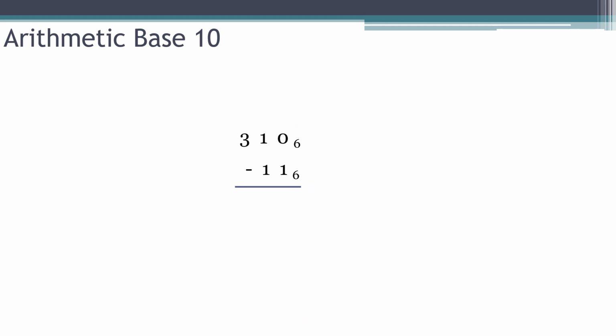Now let's take a look at a bigger scenario, and it's going to be very similar. You see over here in the units column, I'm stuck again because I can't subtract 1 from 0. So I'm going to repeat the same procedure that I used with base 10. I'm going to quietly borrow 1 from the tens column and move it over into the units column. And now we have a situation just like what we saw in the previous slide. 10 minus 1 in base 6 gives me the largest base 6 digit, which is 5.